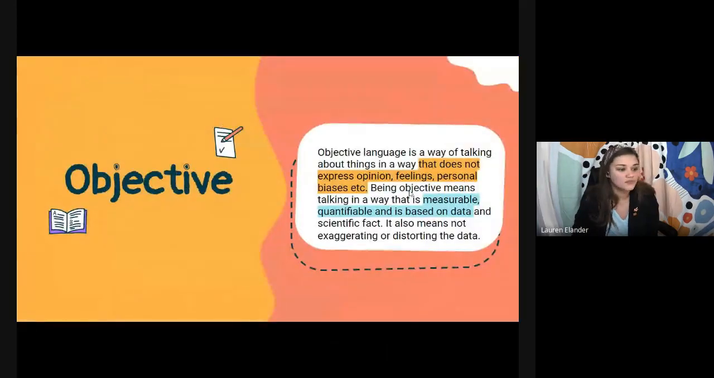So a couple things I want to go over before we really get into objective or subjective, and then later into popular sources. First, what does objective mean? So objective is a way of talking about things, like I said, that does not show your personal feelings. We're making sure we're using measurable, quantifiable data based in scientific fact. We're not exaggerating or distorting numbers or opinions to make our point come across.